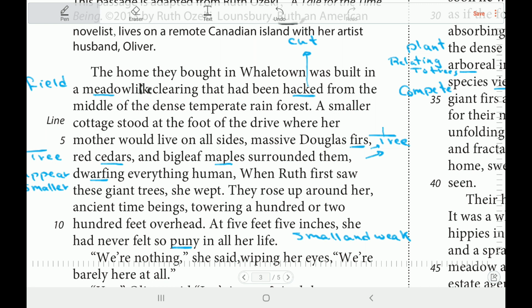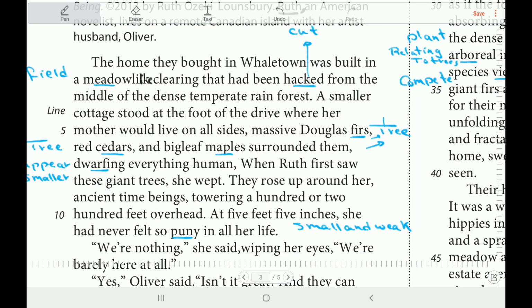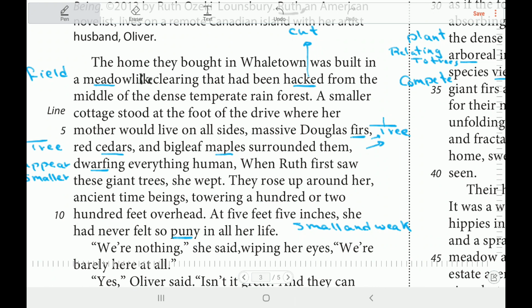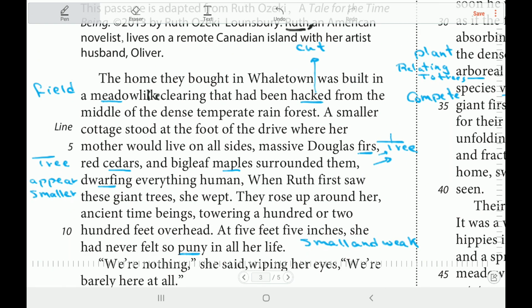Setting, Canada, Canadian island. The home they bought in Whale Town was built in a meadow-like clearing that had been hacked from the middle of the dense temperate rainforests. So actually we have here 2 words, and you have to take care of studying the new vocabulary. Write it down anywhere and just revise it daily. Write examples. Use it in your everyday language. So we have the word meadow, which is a field, and hacked. Sure, you know the meaning of hack.